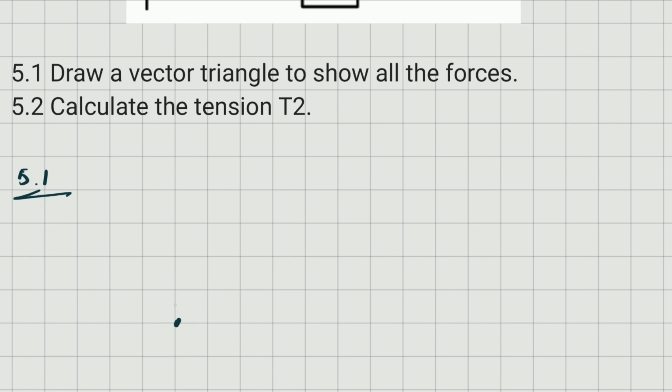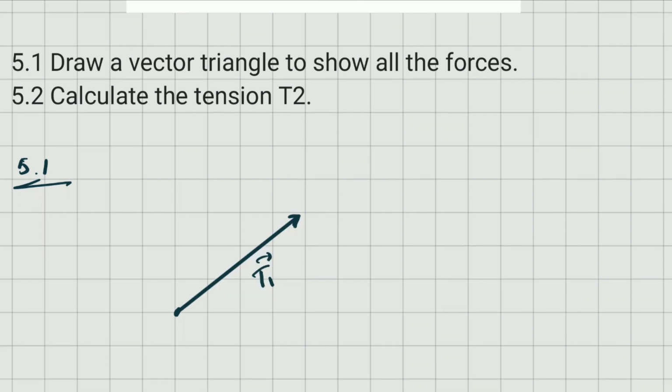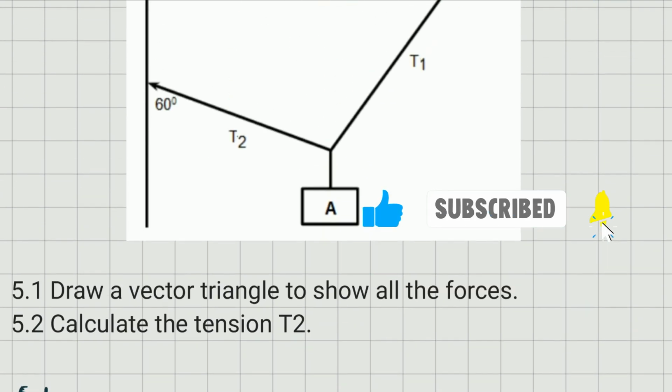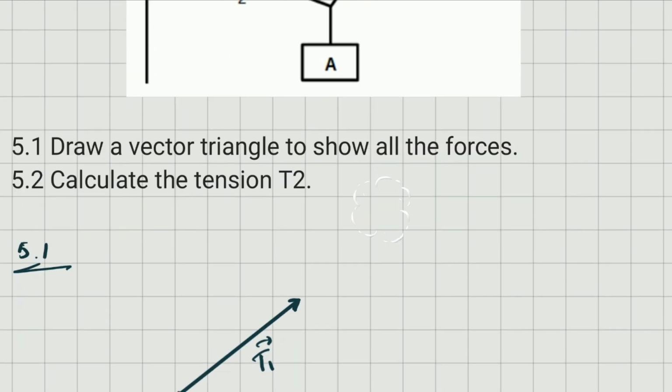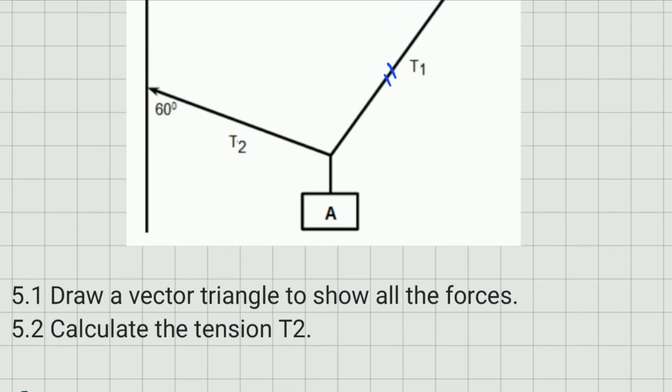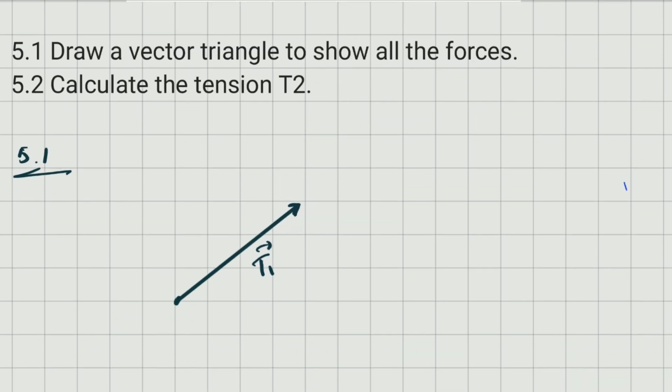We have first to draw vector T1, and note I am not working at scale. They don't say do it at scale, they say draw a vector triangle, so I'm not going to struggle doing it at scale. So that is T1. As you can see, I move it from here, I move it to this side. So I am going to draw now T2, which is pointing in the other direction there, and here would be T2. Once more please, I'm not working accurately at scale.